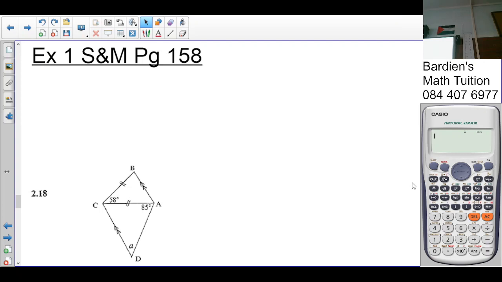Alright, so let's look at 2.18. What can we see here? What can we see at this point? ACD. So we can work... no, we can't work that angle.